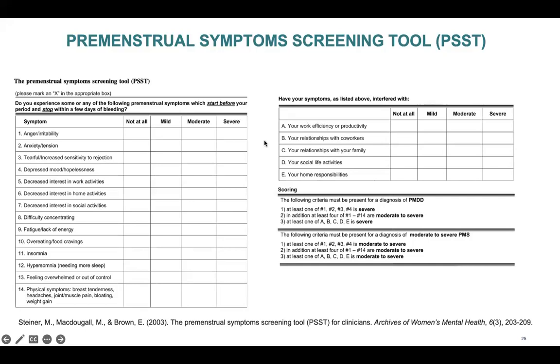It also assesses impairment, right? Have your symptoms interfered with work efficiency, with relationships with coworkers, relationships with family, social life activities, home responsibilities. And remember, this is critical because it's not PMDD if there's no distress or impairment, right? The distress and impairment are critical for making that diagnosis. So being able to get this broad lay of the land with something like the PSST cross-sectionally, just based on one time point, it can clue you into whether it's worthwhile to start doing daily ratings with someone.